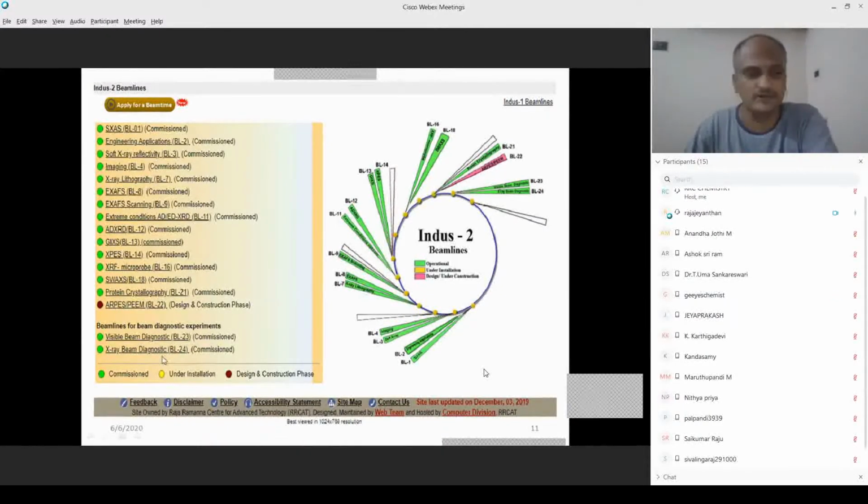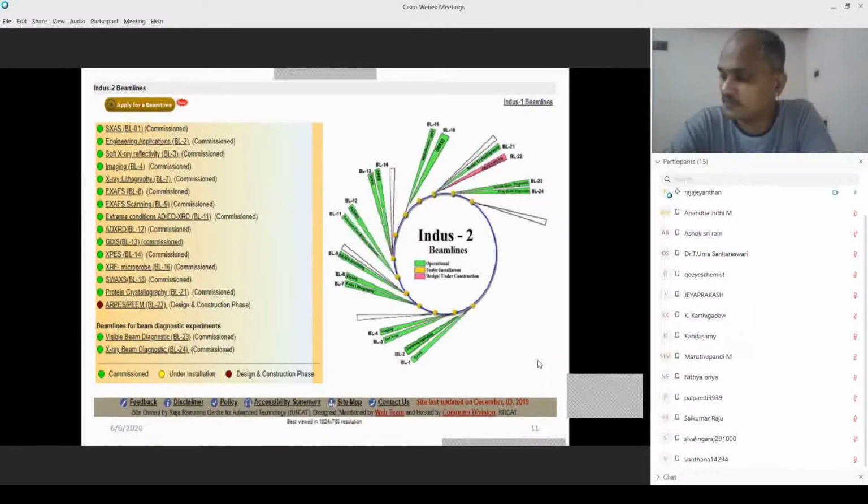And the last one, which is under construction, I took the screenshot of this slide on December 3rd, 2018. I don't know whether it is now commissioned or not, but when I was taking the snapshot, it was under construction. So what is meant by ARPES? ARPES is angle resolved photoelectron spectroscopy. This spectroscopy is associated with the energy and momentum of the photoelectron, and we can get information about the band structure. With this beam line, there is also another microscopic facility called PEEM, photoelectron emission microscope. Using this, you can take images of the Fermi level in the band structure.